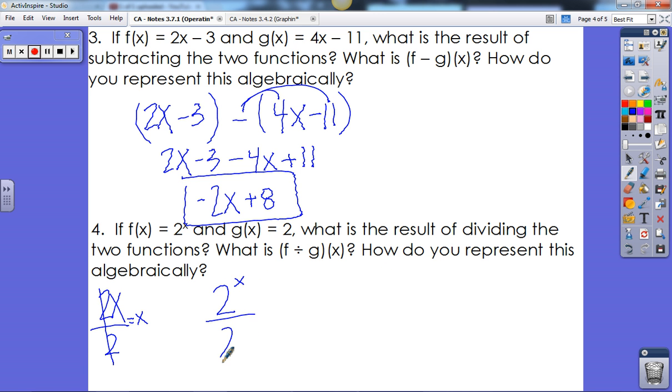So if I wanted to simplify this, let's talk about going back to our properties of exponents. This base is the same as this base. This exponent is x, this exponent is a 1. And remember that if I have the same base and I'm dividing, I can subtract their exponents. So if I wanted to simplify this, I would subtract their exponents so it would look like that.